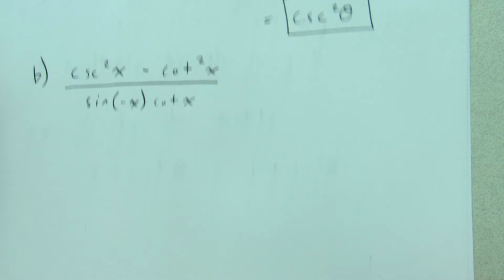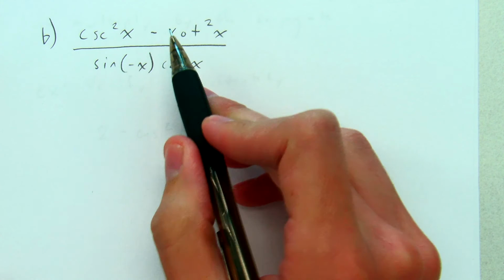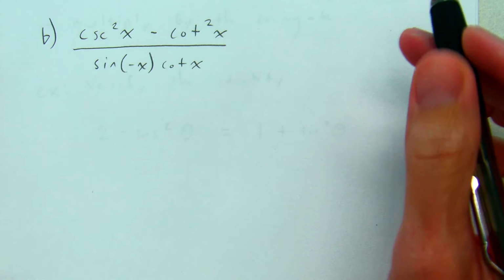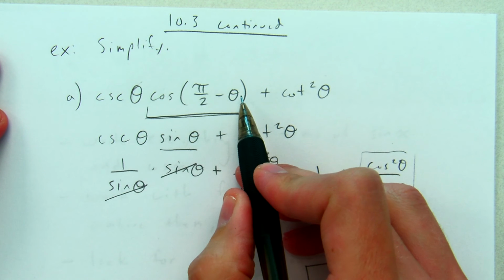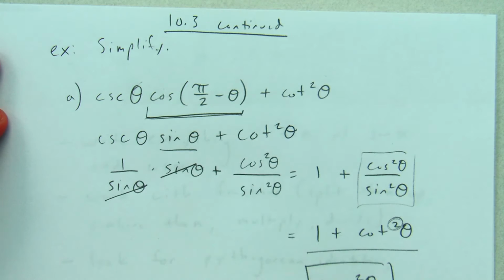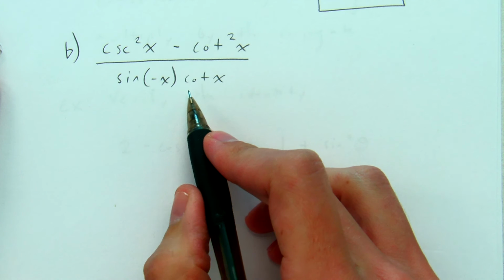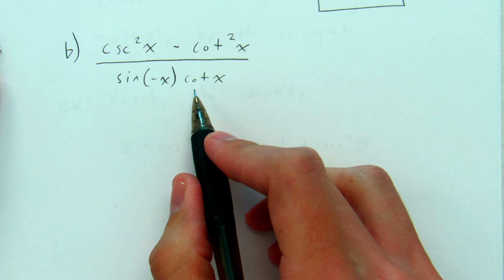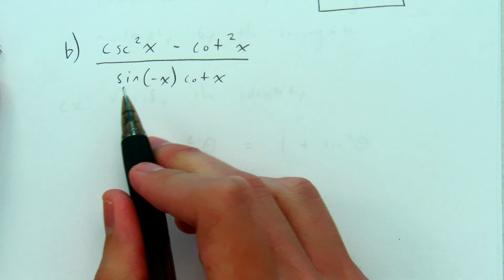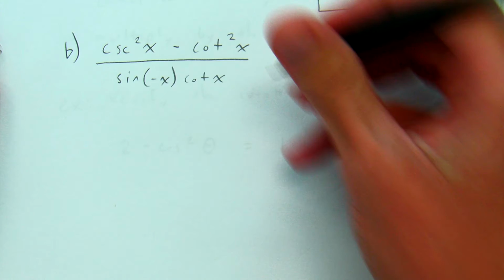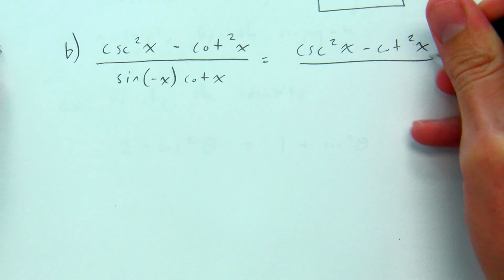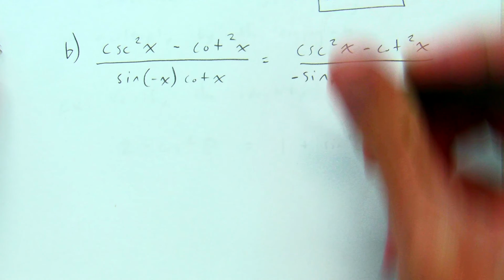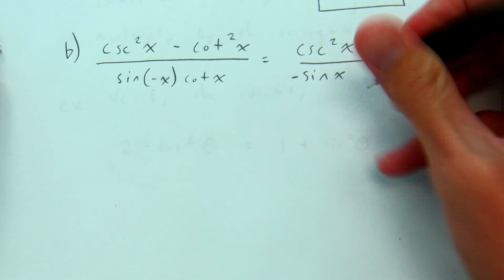Okay, let's try one more simplification problem. Cosecant squared x minus cotangent squared x over sine of negative x times cotangent x. Okay, just like in the last problem when I saw cosine of pi over 2 minus theta, and I thought right away of my cofunction identities, when I see sine of negative x, I need to think right away of my negative angle identities. And I can look and see that sine of negative x is equal to negative sine of x.